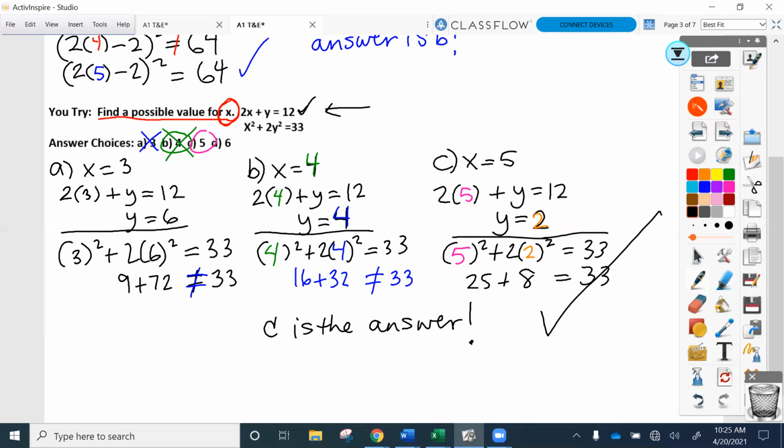This system of equations, by the way, is one of the more difficult systems of equations to solve algebraically. When I teach it, I don't even teach squares together with linears. It would be a difficult problem to solve, but using trial and error here, much simpler to solve.